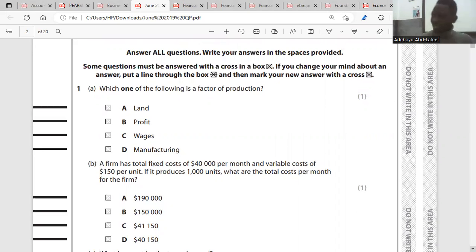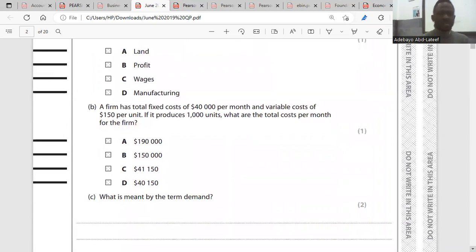Factors of production are resources that help in the production of goods and services. We have land, labor, capital, and enterprise. So land is there, right? Yes. So the answer is land. Okay, we move on. B, they said a firm has a total fixed cost.